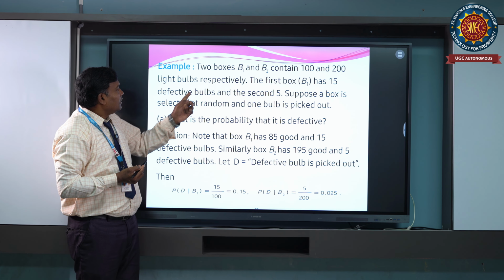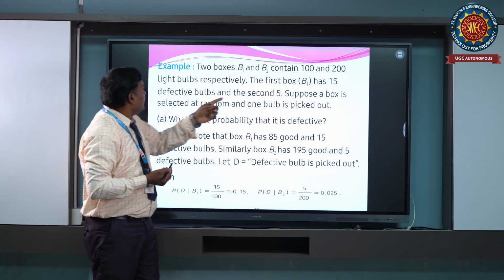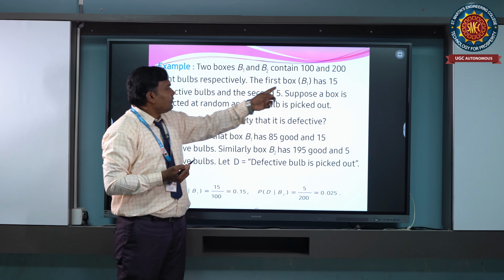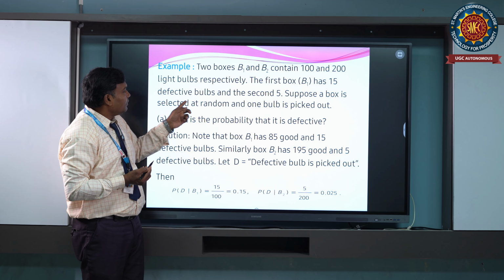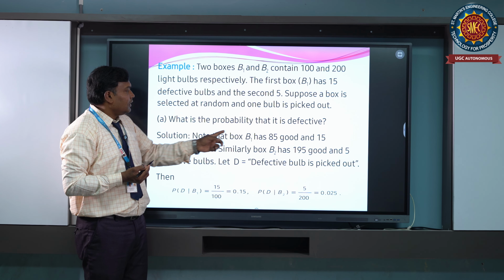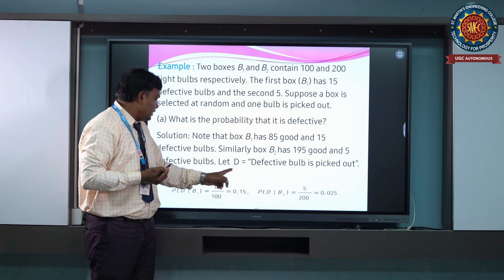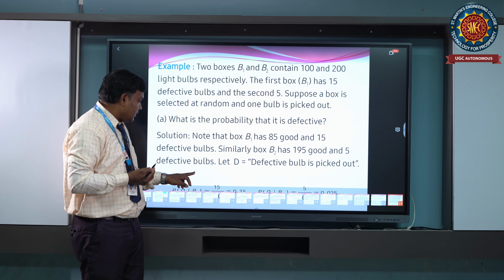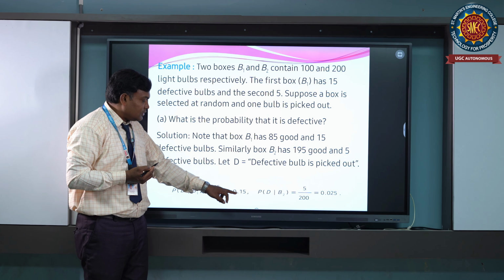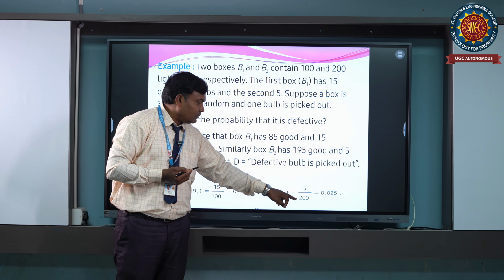So here, for example, if we consider two boxes B1 and B2, and B1 having 100 items, bulbs, another B2 having 200 items, the first box having 15 defective, and second box 5 defective. So in picking particular defectiveness, we will calculate using this Bayes theorem. So first defectiveness indicated by capital D, and probability of defectiveness in B1 is 15 by 100, that is 0.15, and probability of getting defectiveness in second box is 5 by 200.